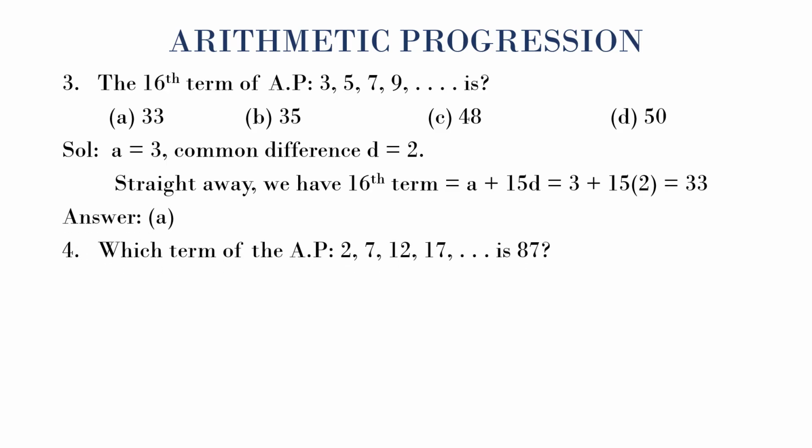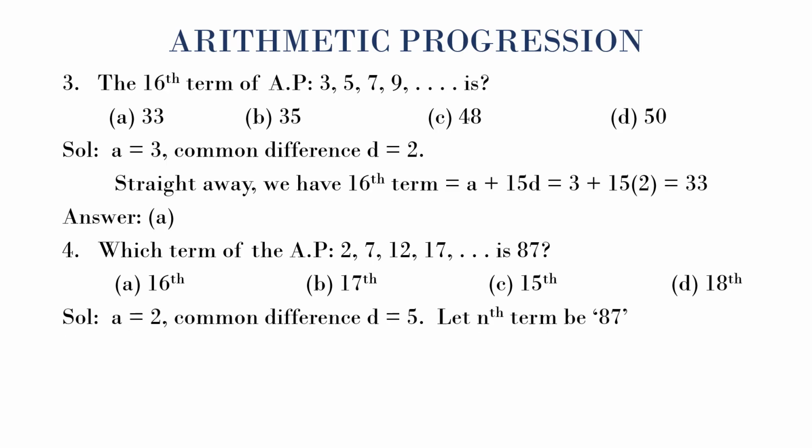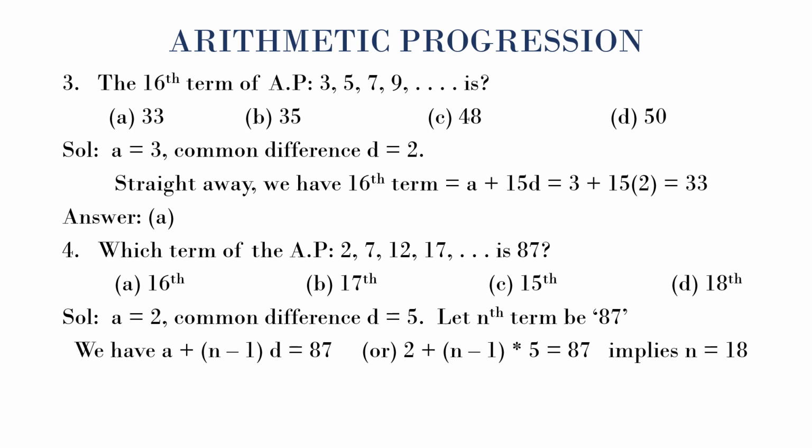Now which term of AP 2, 7, 12, 17 and so on is 87? Here the first term is a equal to 2 and the common difference is 5. Then we don't know which term will be 87, so let it be nth term. Then the nth term of AP is given by a plus n minus 1 into d, which is equal to 87. Now substituting for a and d, so a is 2 and d is 5. So on simplification we get n equal to 18. That means the 18th term of that arithmetic progression is 87. So the answer is D.